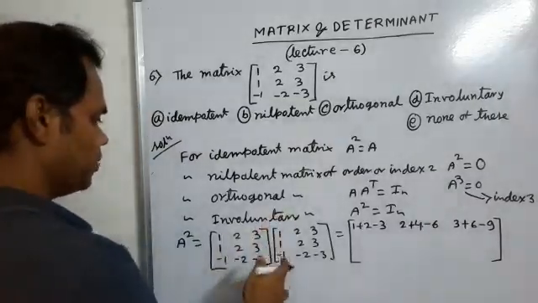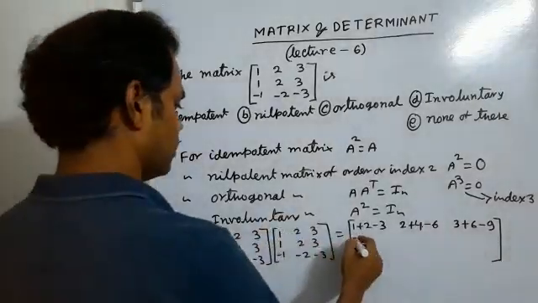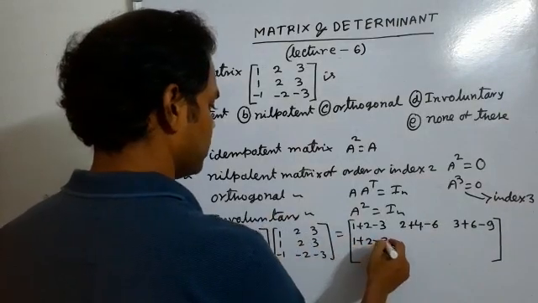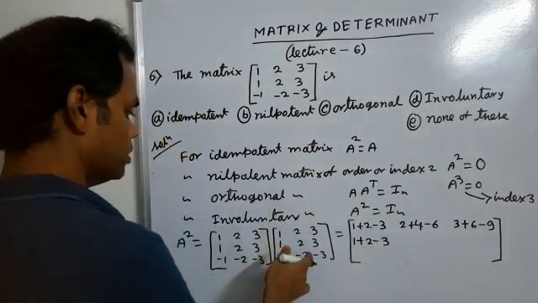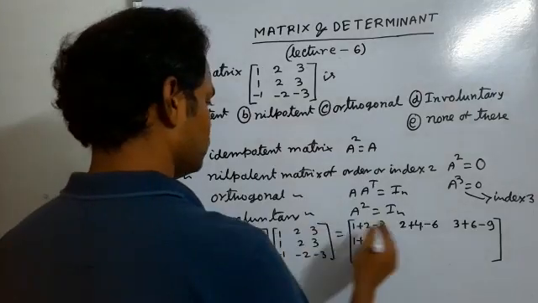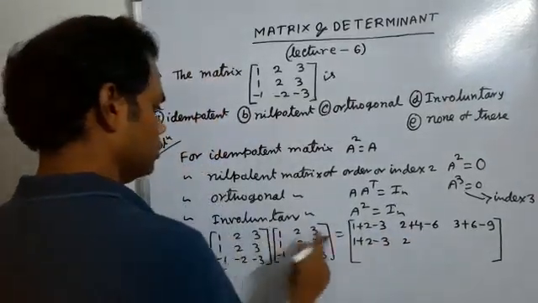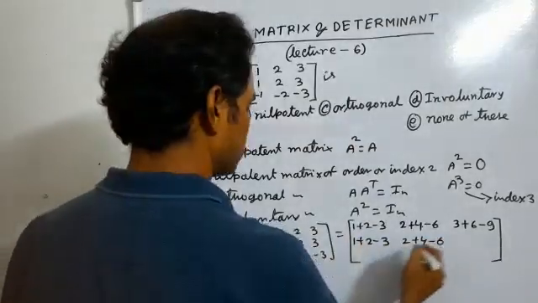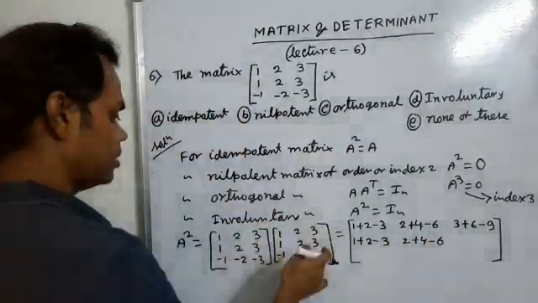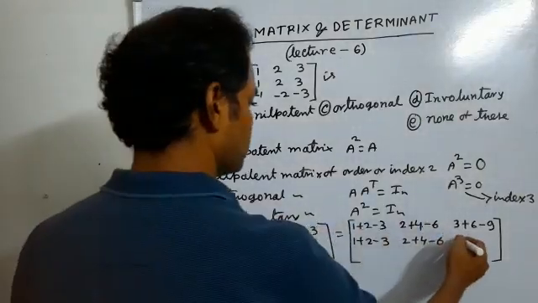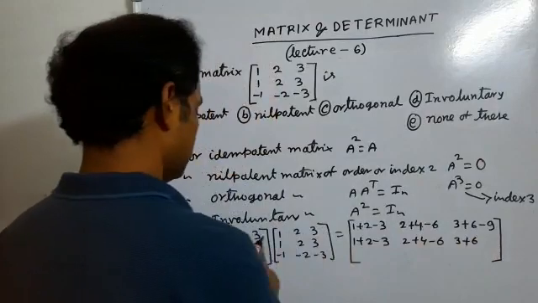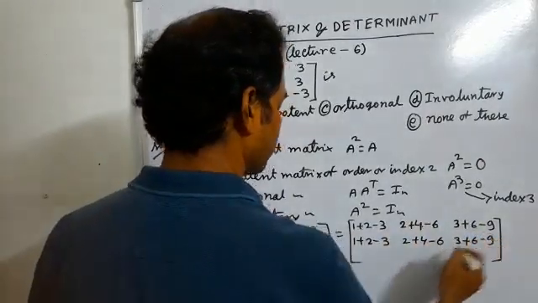The second row by first column: 1 into 1 is 1, 2 into 1 is 2, 3 into minus 1 is minus 3. Second row by second column: 1 into 2 is 2, 2 into 2 is 4, 3 into minus 2 is minus 6. Second row by third column: 1 into 3 is 3, 2 into 3 is 6, 3 into minus 3 is minus 9.